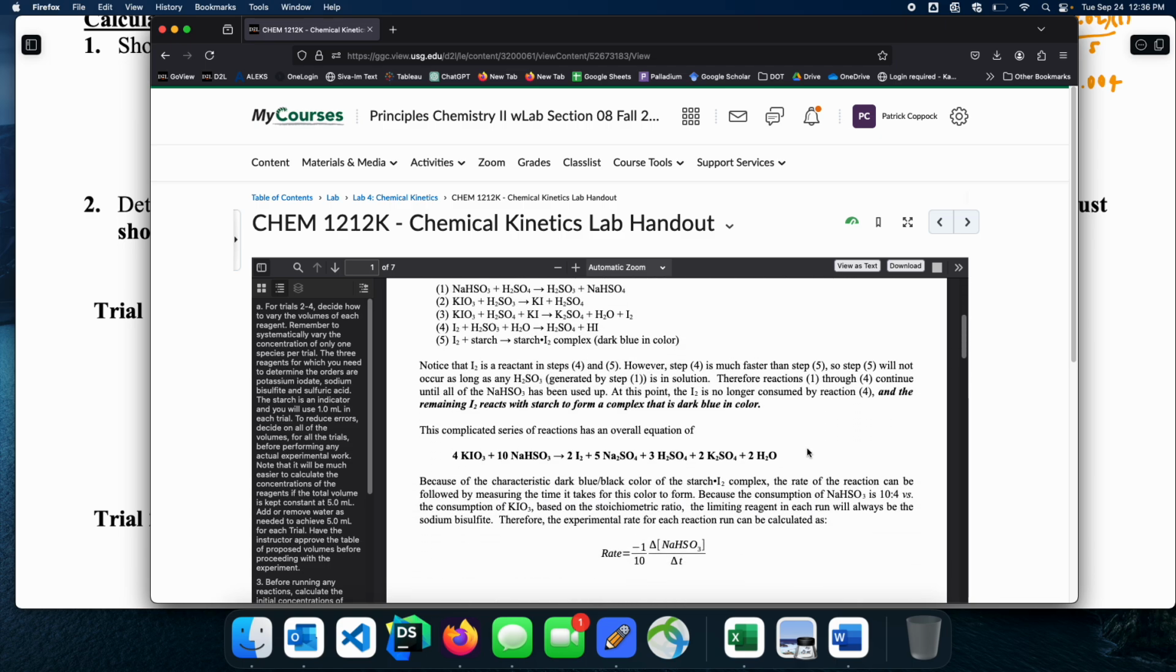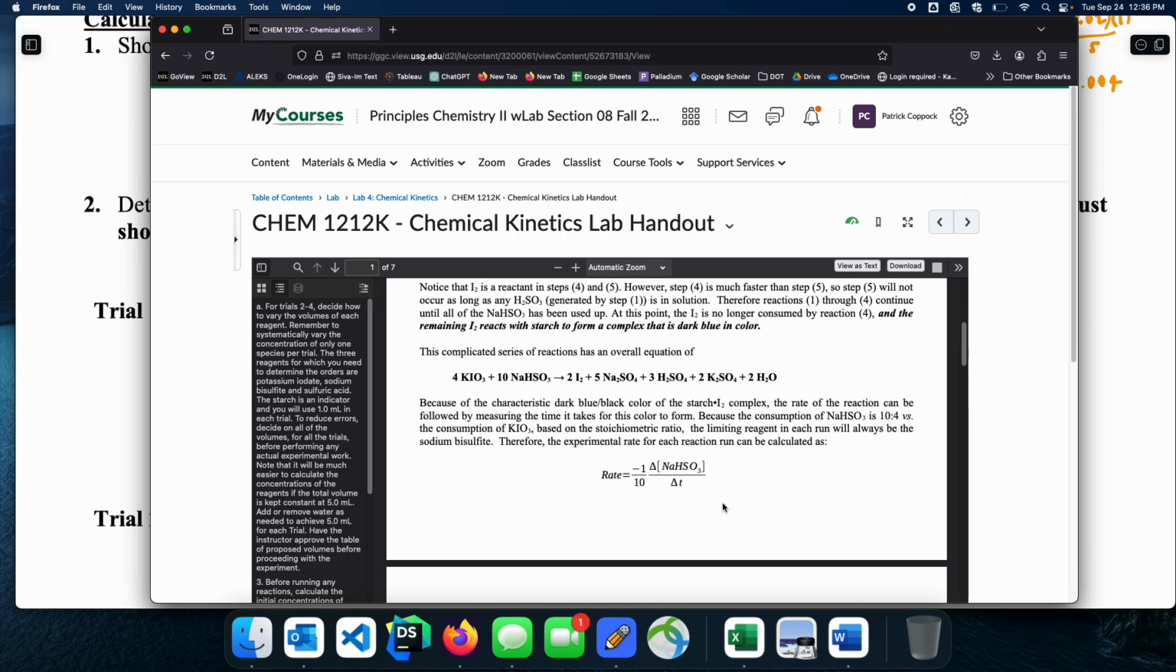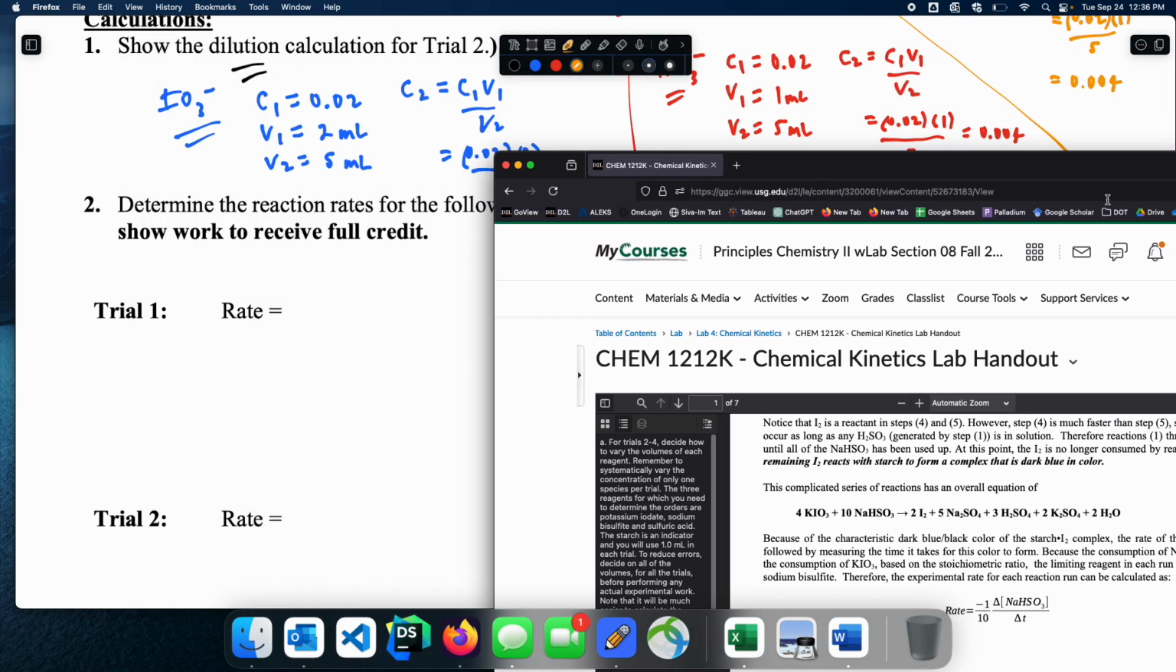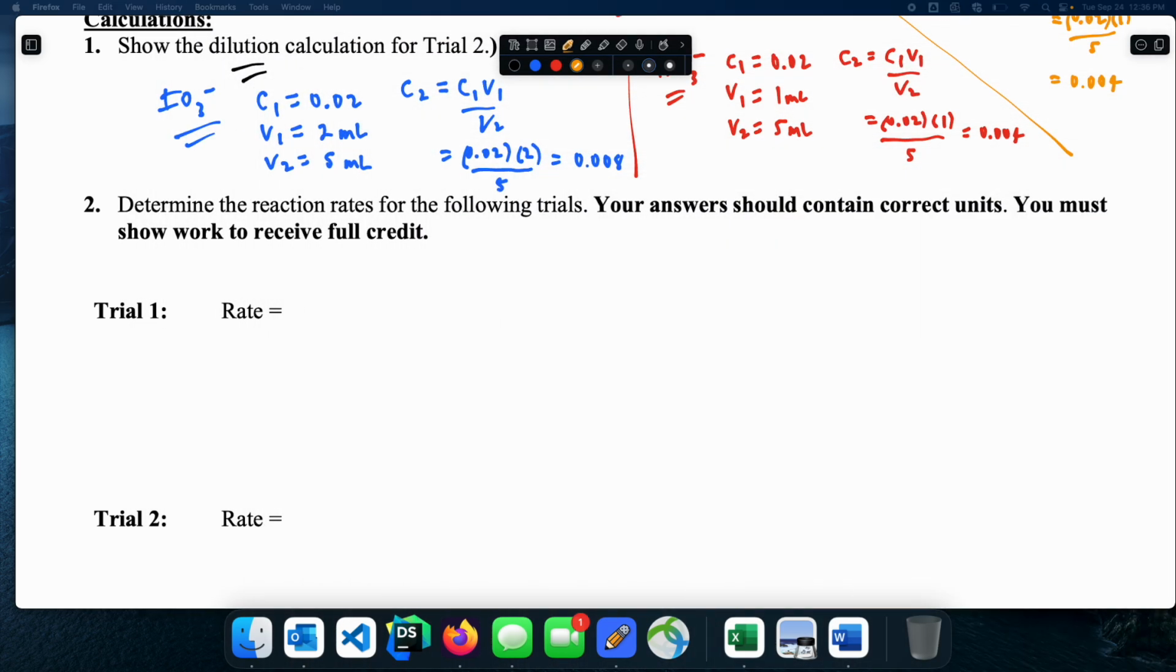I know what I'm looking for, so I'm just looking for rate. There it is. Rate is equal to minus 1 over 10 times the change in concentration of the hydrogen sulfite over the change in time. I'm going to write that over here. I think I can remember that. I'll do it in orange.